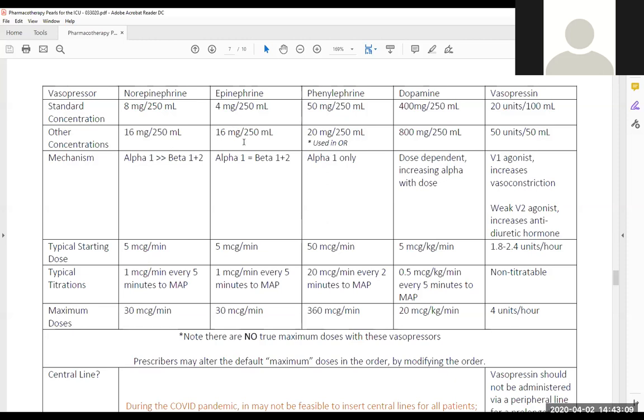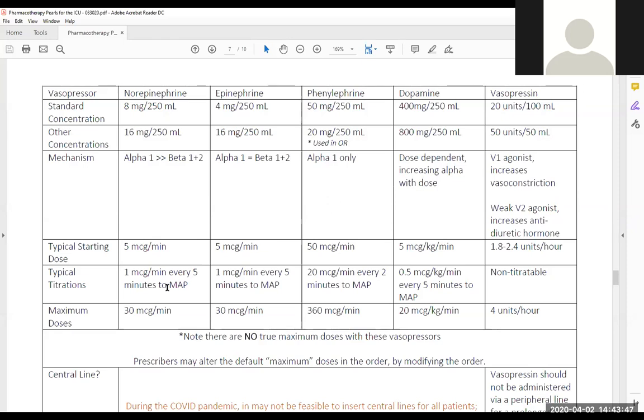And then as you move on, epinephrine has a little bit more beta, so a higher risk for things like tachycardia and tachyarrhythmias. Phenylephrine is interesting because it's only alpha-1, so it causes vasoconstriction without any increase in heart rate. And actually what you might be seeing is a reflex bradycardia, which is the main side effect of phenylephrine. We have dopamine, which I already spoke about, and then vasopressin, which is an adjunct vasopressor. We never use it as monotherapy. Basically what that does is it increases vasoconstriction, and it also has a weak effect as an antidiuretic hormone.